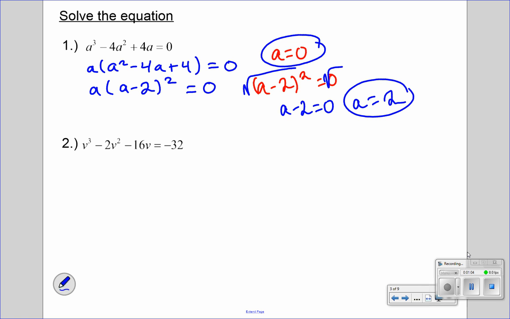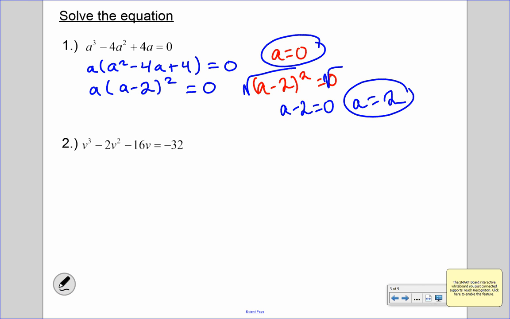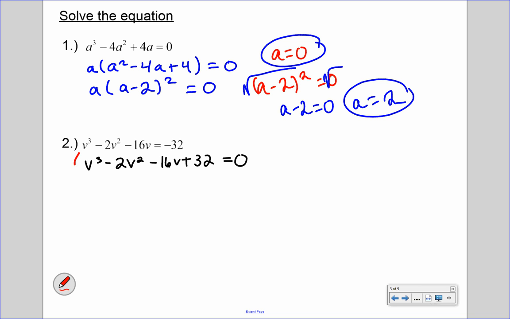The next one is we have v cubed minus 2v squared minus 16v equals negative 32. So what we need to do is have this all equal to 0. So we're going to move the negative 32 over. So we have v cubed minus 2v squared minus 16v plus 32. And whenever we have 4 terms, we can use grouping.